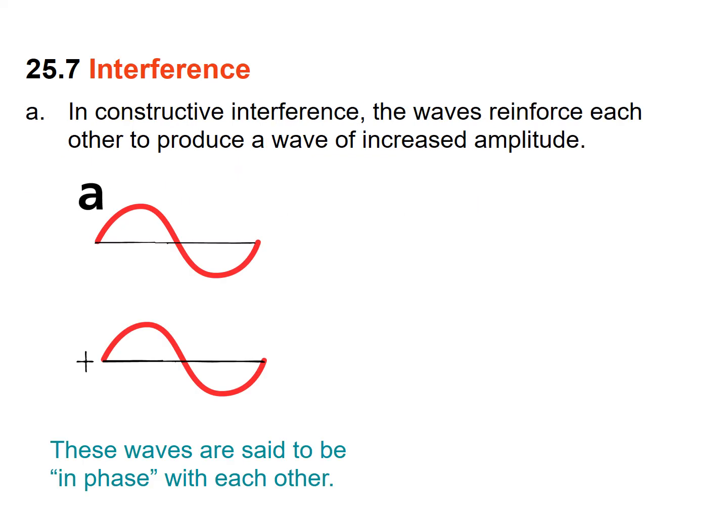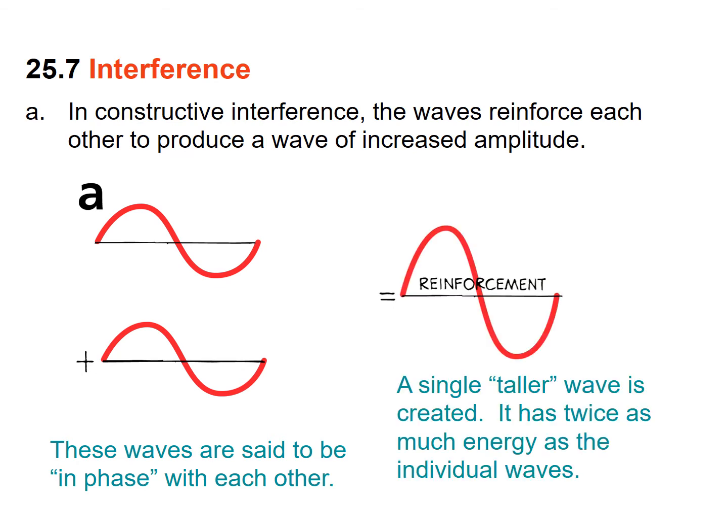Here's a depiction of two waves, and if you bring them together into the same place at the same time, both the crests will overlap and the troughs will overlap. These waves are said to be in phase with each other. The result of an overlap will be a taller wave, a reinforced wave. It has twice as much energy as the individual waves. So constructive interference results in waves of higher energy or taller amplitude.